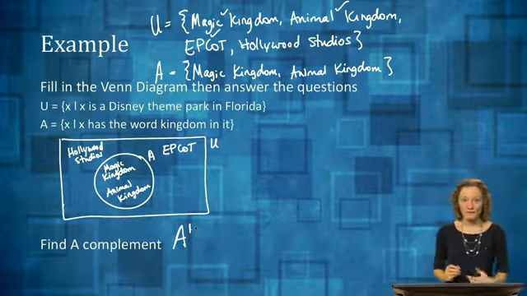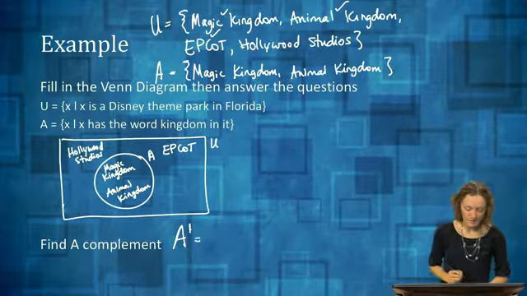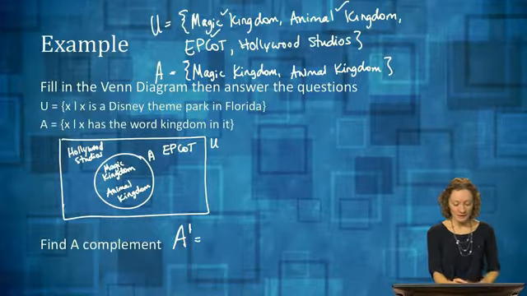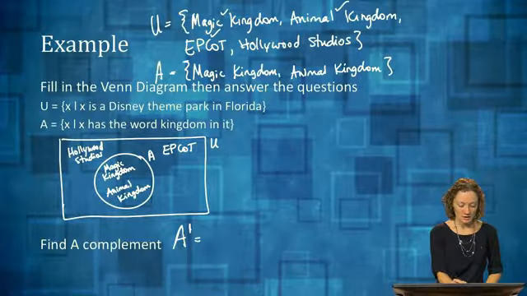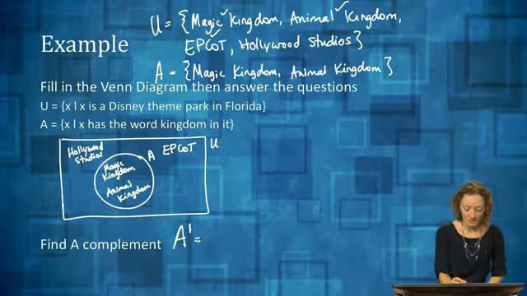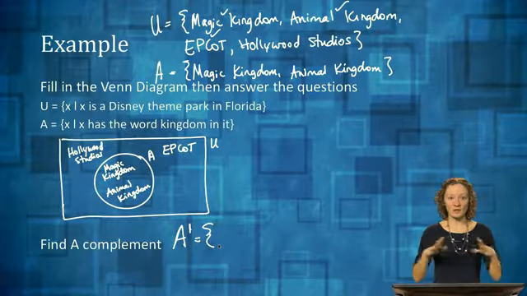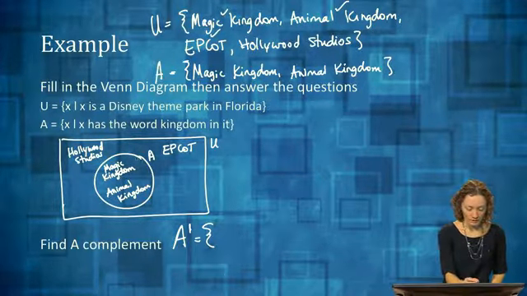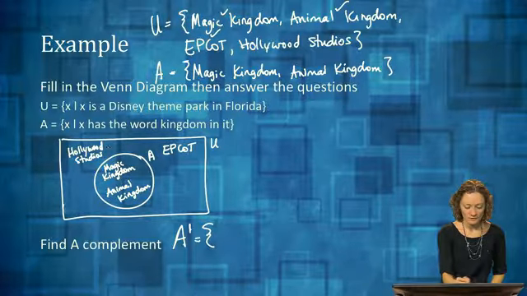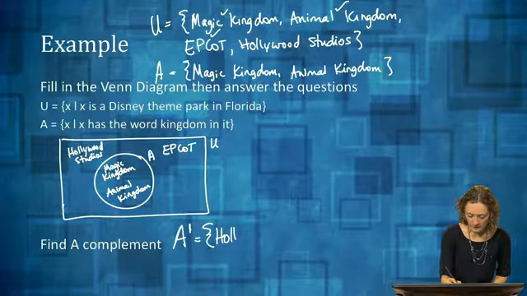Now, it doesn't say what format to find it in. We're just going to go with roster because that's my preference, but you could use a different format if you wanted to. So a complement, remember it's A with this little tick mark up top. This symbolizes complement. It contains all the elements that fall outside of the circle. So inside the circle are these two, outside of the circle, everything out here. The elements there are Hollywood Studios and Epcot.